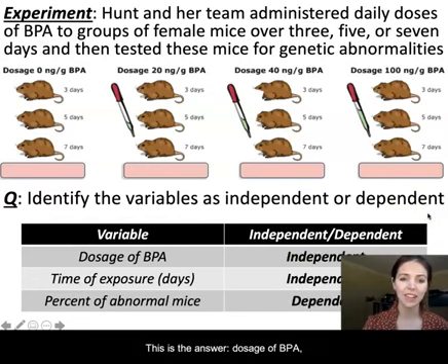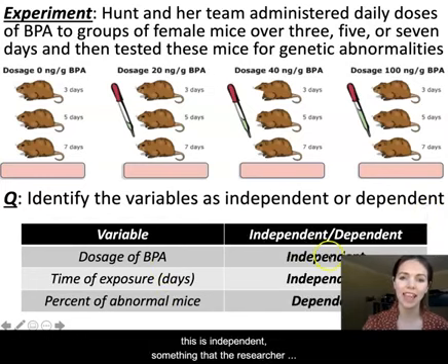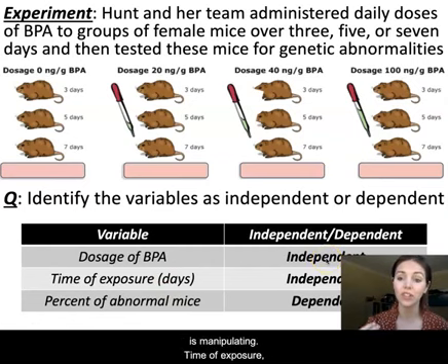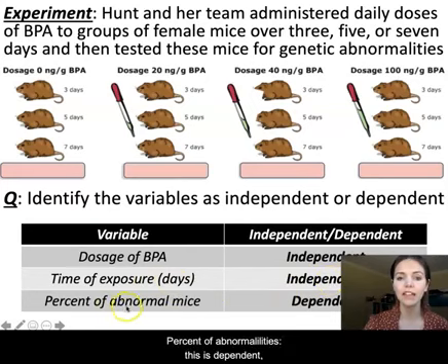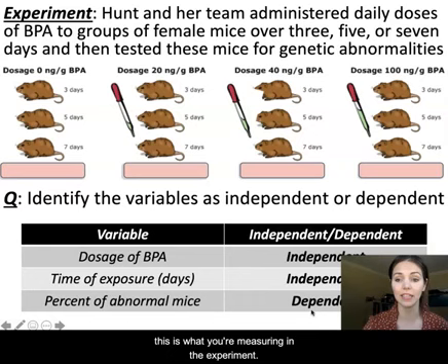Okay, this is the answer. So dosage of BPA, this is independent, something that the researcher is manipulating. Time of exposure, how many days are they given BPA? This is also something that's independent. Percent of abnormal mice, this is dependent. This is what you're measuring in the experiment.